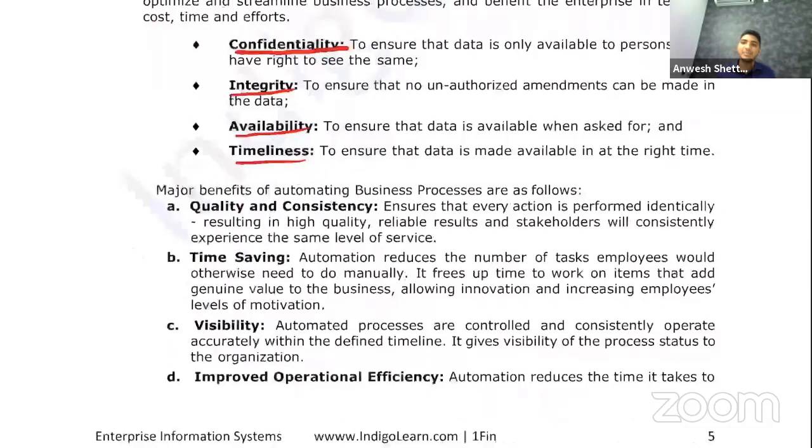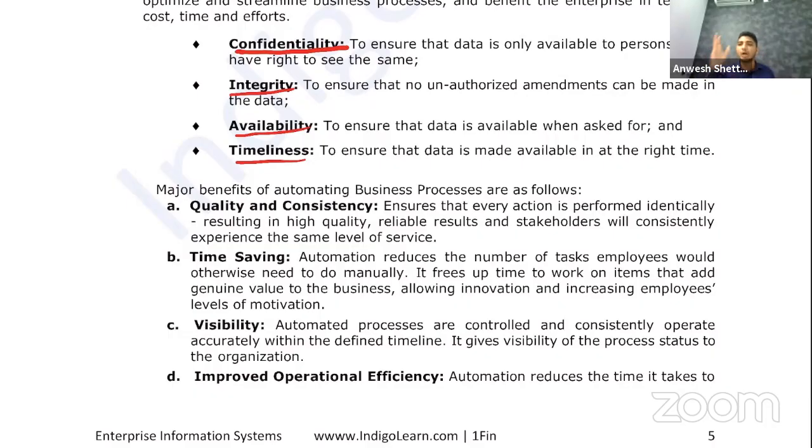Next one is timeliness. Timeliness means to ensure that data is made available at the right time. To give you a simple example, if the institute says result is available at 6 o'clock, at sharp 6 the result should be available. What is the difference between timeliness and availability? Let's say the institute says your result will come at 6 o'clock, and when you check at 6 o'clock, the result is there, then you say timeliness is there. But let us say you want to check the result at 10 o'clock, not at 6 o'clock. If at 10 o'clock the website is open, then you say, oh, availability is also there.